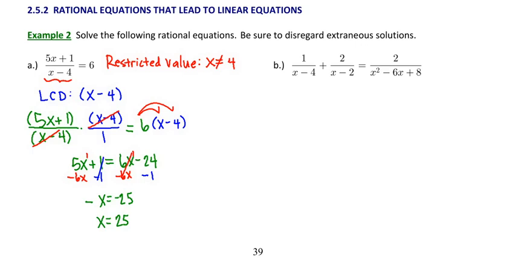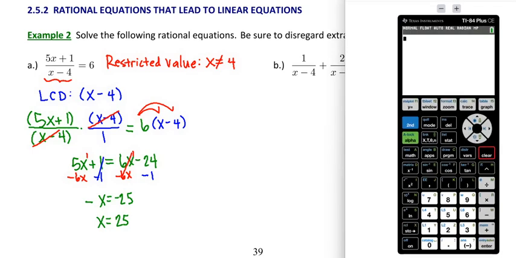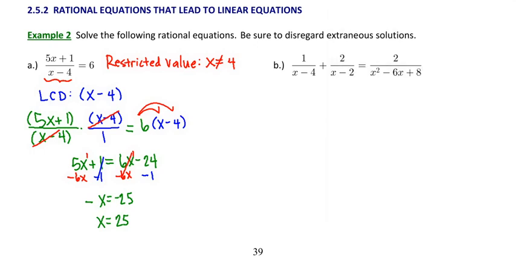Now, the good news is we didn't obtain the restricted value, so we don't have to worry about that being extraneous, but we do want to be diligent and check our work. So I'm just going to use our calculator to verify our solution. I'm going to type in the original numerator, but replace the x with our solution 25. So in the numerator, we have 5 times 25 plus 1, and in the denominator, we have 25 minus 4. This returns a value of 6. We had a 6 on the right side of the equation, so we know we have a balanced equation. So we come up with one unique solution for this rational equation, that is x equals 25.